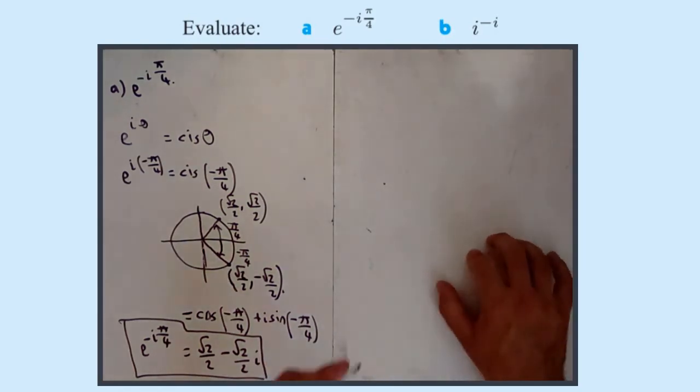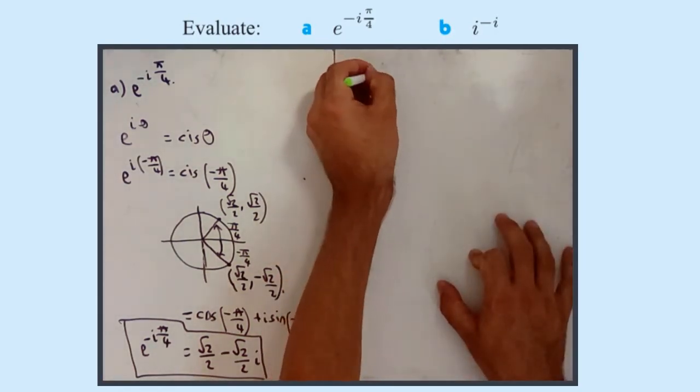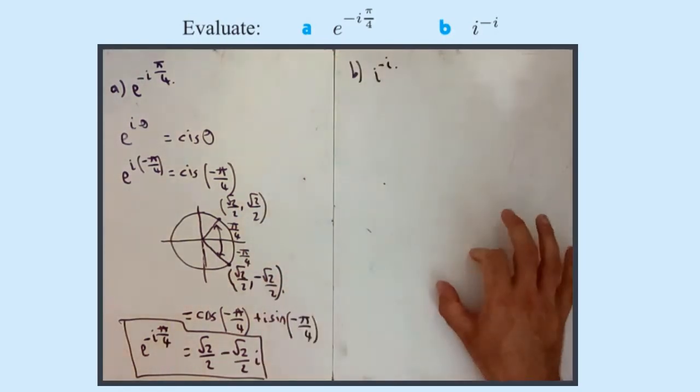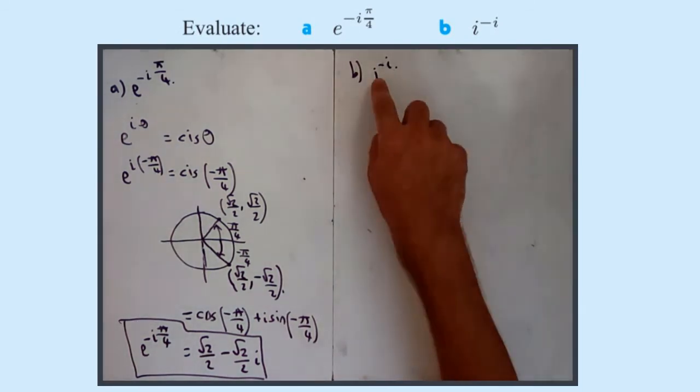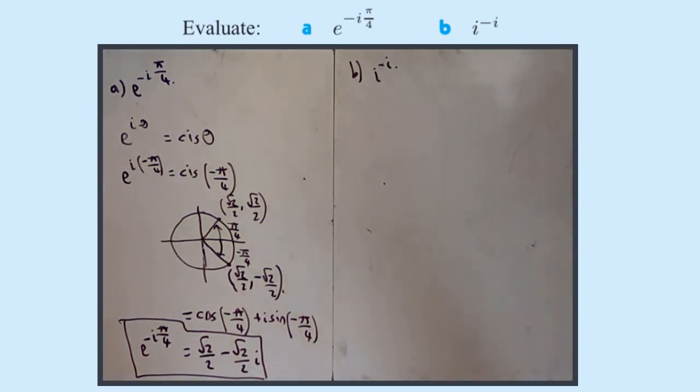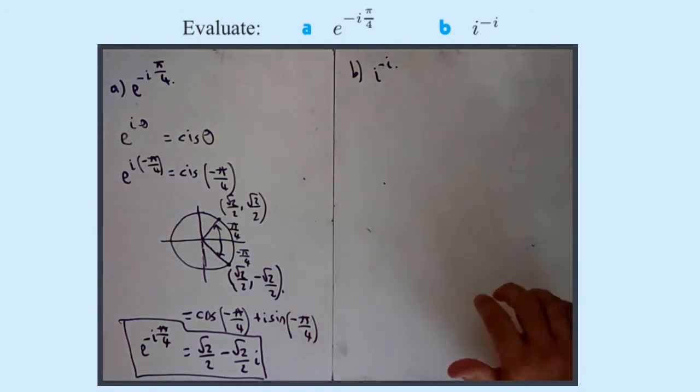Part B, we have i to the power minus i. Now this is a bit more difficult because we don't have e to a power. We have i to a power. So we're going to have to do a bit of work with this because we're going to have to put this i in Euler's form in the first place before we can do anything with it. Okay, so we need to work out what i is in cis form, polar form, and then try and get an Euler's form from there.